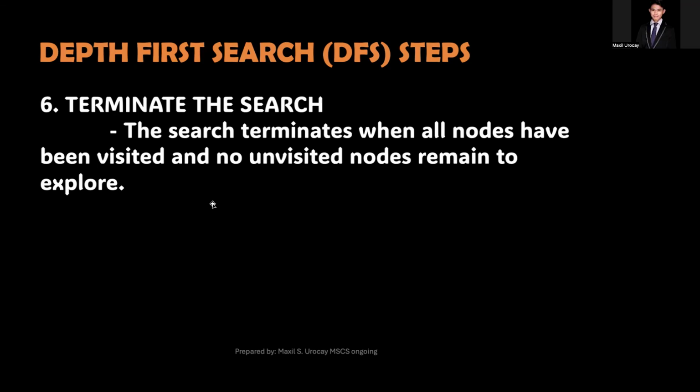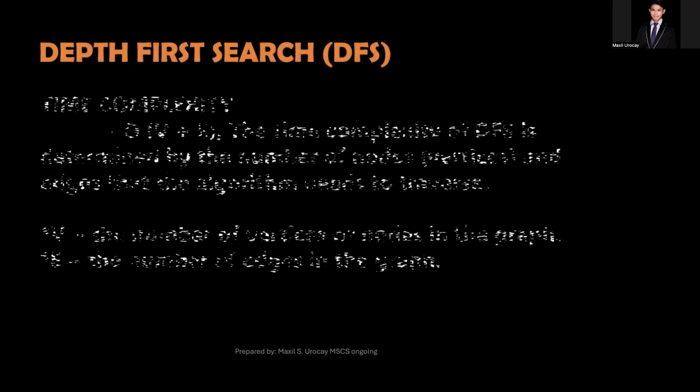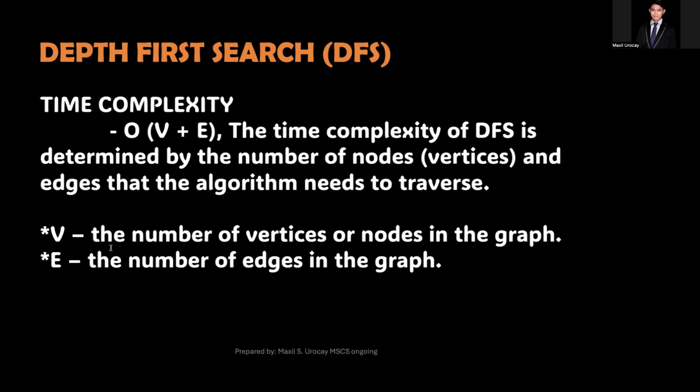So the time complexity for this one is O of V plus E, where V is the number of vertices or nodes in our graph, and E is the number of edges in the graph. The time complexity of depth first search is determined by the number of nodes, which are your vertices, and the edges that the algorithm needs to traverse.